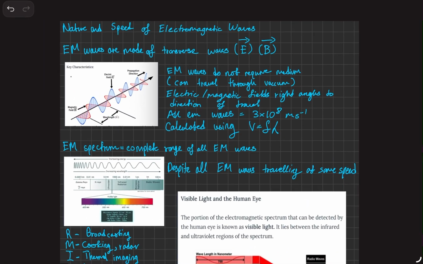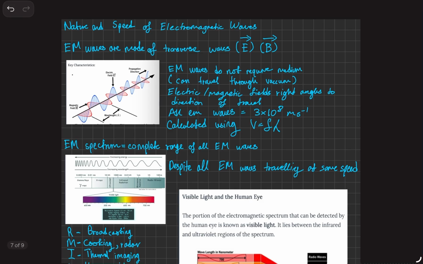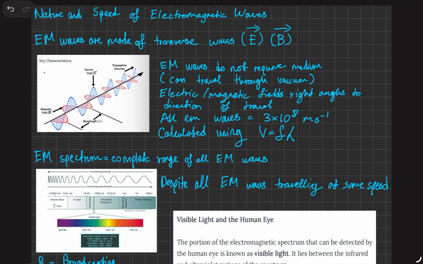Now, the next thing that we have to go over is the nature and the speed of electromagnetic waves. EM waves are made up of two transverse waves. We've got the E and the B. EM waves don't require a medium. That just means that they can go through almost anything, even a vacuum.